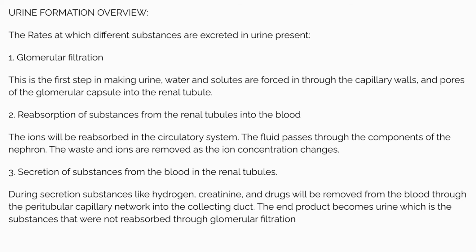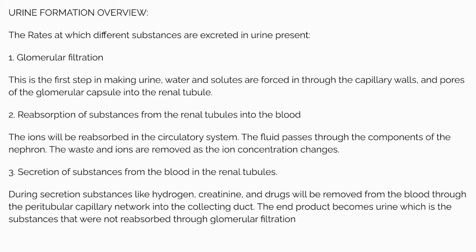Second, we have the reabsorption of substances from the renal tubule into the blood. So the ions will be reabsorbed back into the circulatory system, and the fluid passes through the components of the nephron, which removes waste and ions as the ion concentration changes. So basically what happens here is that the nephrons remove the water and solutes from the pre-urine and return them to the circulating blood.